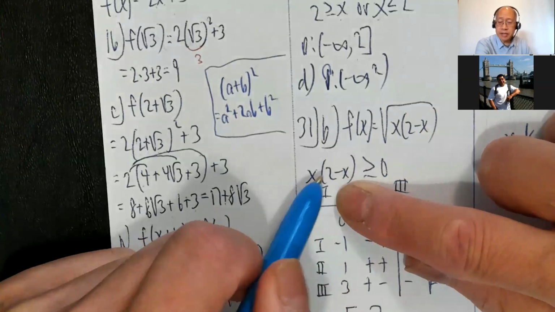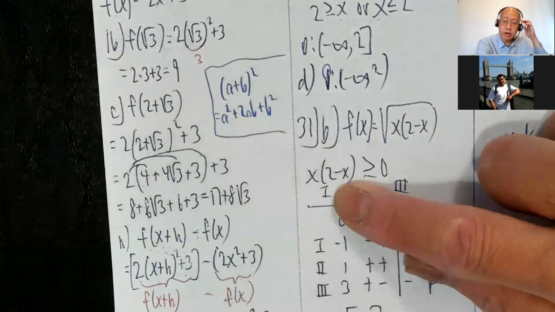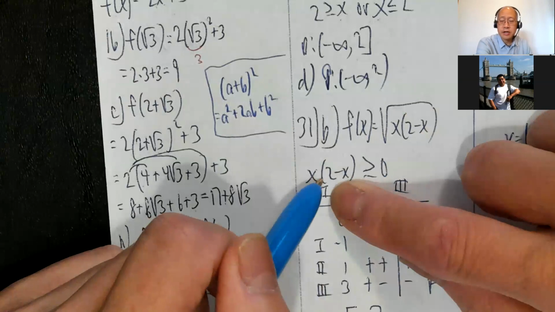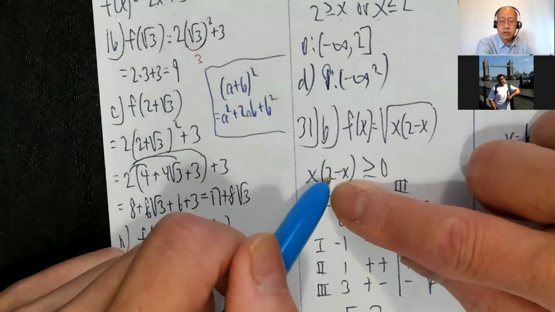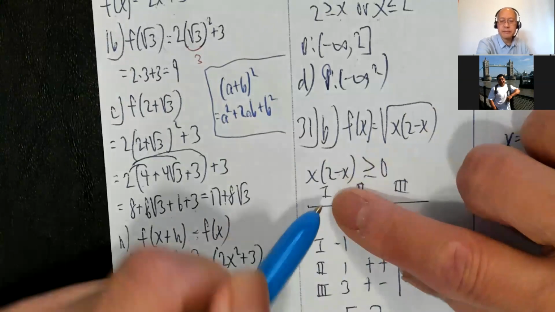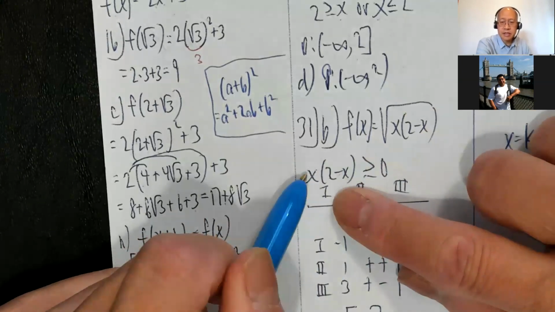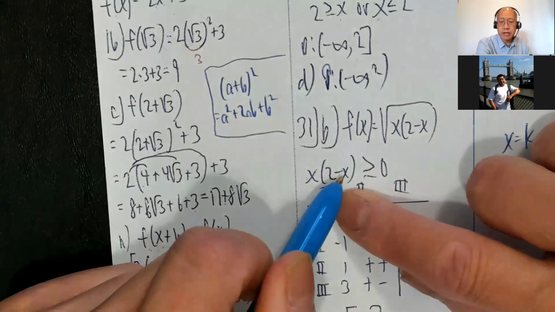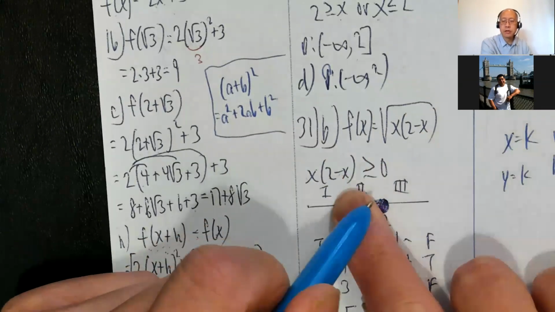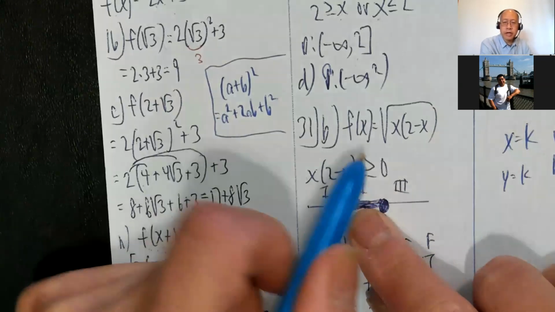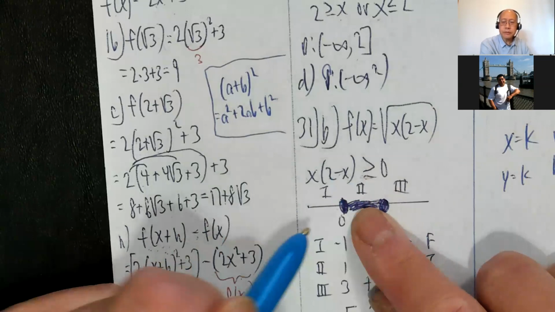And we've already done problems like this, right? Which is the reason why we spent all that time setting up problems like this before. How do I solve this? x times (2 minus x) greater than or equal to 0. So I make my sign chart again, right? What number makes this 0? Well, 0. What number makes this 0? 2. 0 and 2. Closed circle because I have the line underneath it.